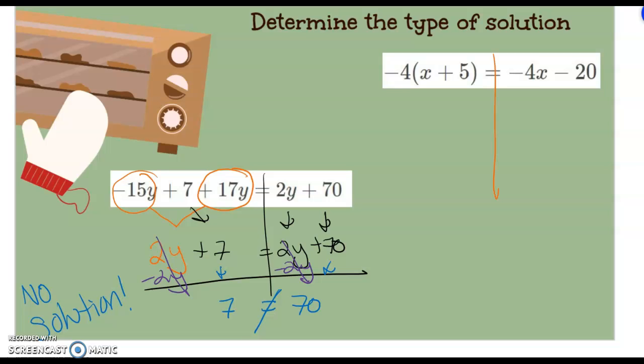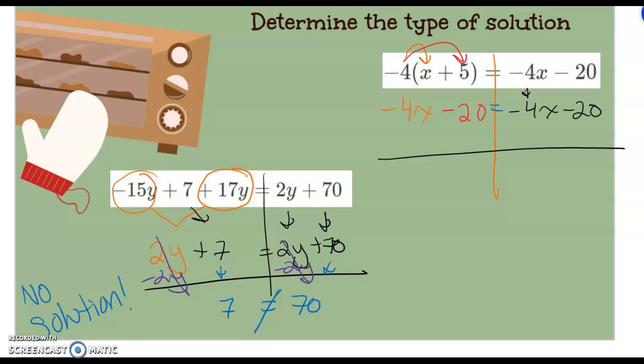Now for our next one here, I need to distribute the negative 4 to the x in order to make sure it's expanded and I know exactly what's going to happen. A negative times a positive is a negative. 5 times 4 is 20. And I'm just going to bring everything exactly straight down as I found it.